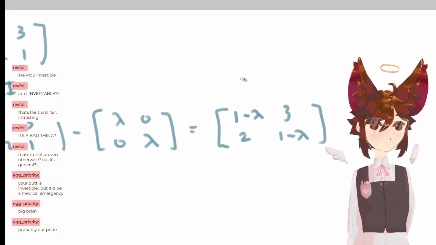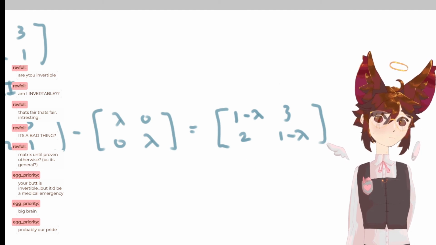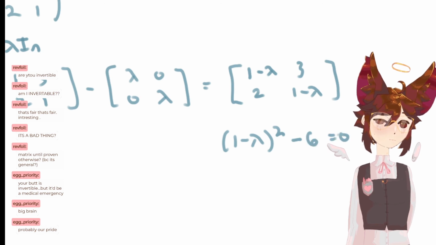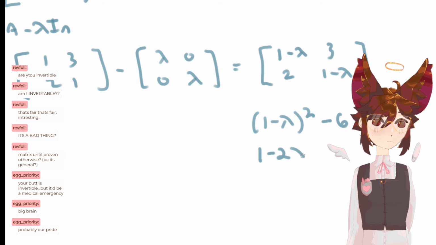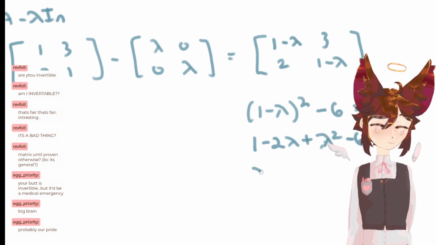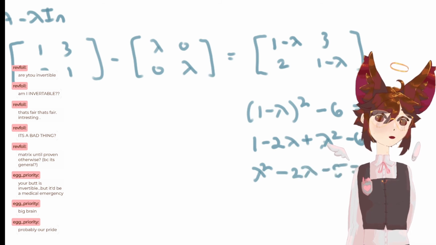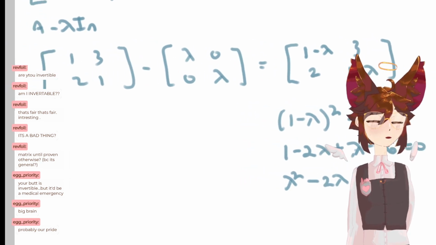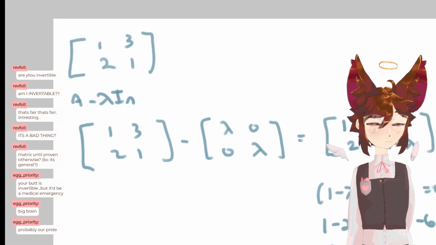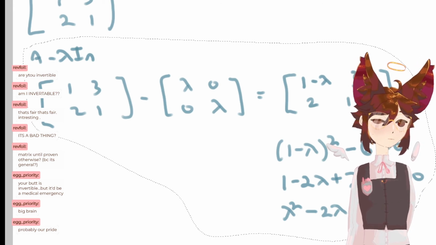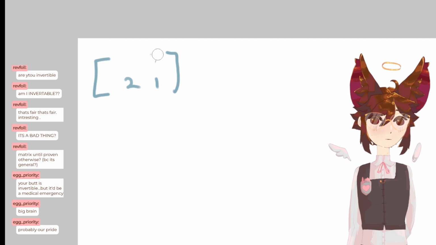And now to take the determinant, we're going to do the A, B, C, D thing, right? So 1 minus lambda squared minus 6 equals 0. Factor this out. 1 minus 2 lambda plus lambda squared minus 6 equals 0. Oh, damn it. I messed up. Minus 2 lambda minus 5 equals 0. Yeah, so this doesn't work. Let me think about what would be better. Let's do a nicer one, because that doesn't factor very nicely. You can factor it, but not nicely.